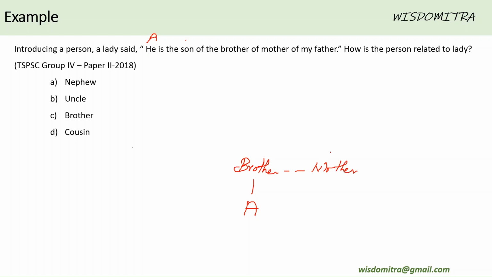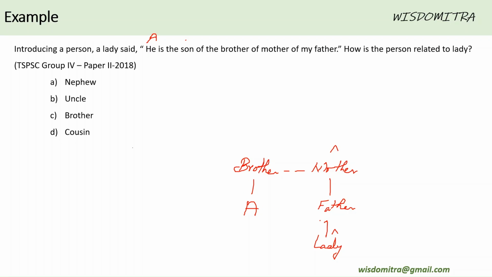mother of my father, right? So, mother of this particular lady's father, let us call him. And mother of that particular person, brother. Then let us see if we have drawn it correctly. He is the son of the brother of the mother of my father. So this lady's father is the son of grandma, and that particular person is the son of her grandma's brother.